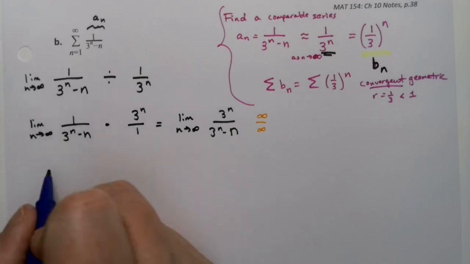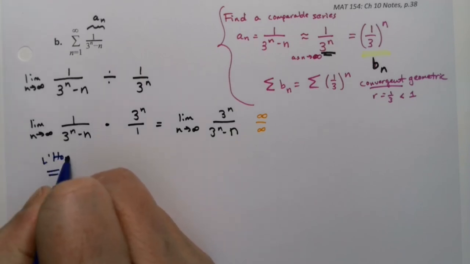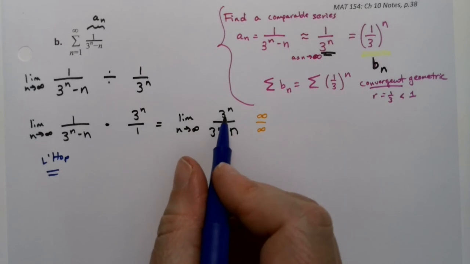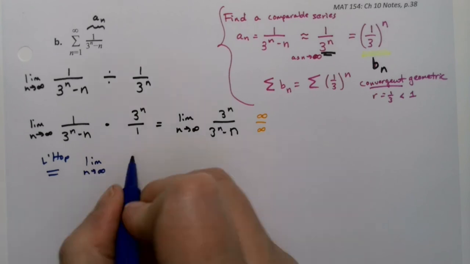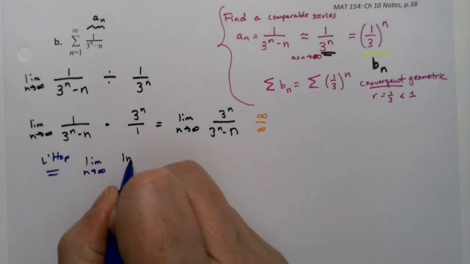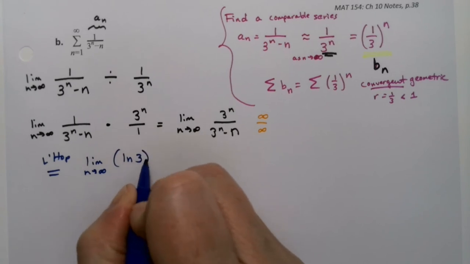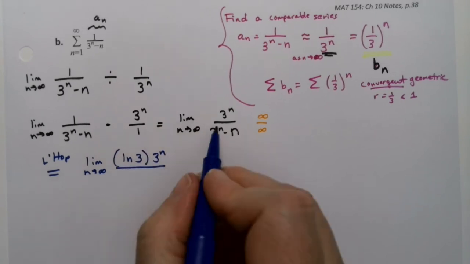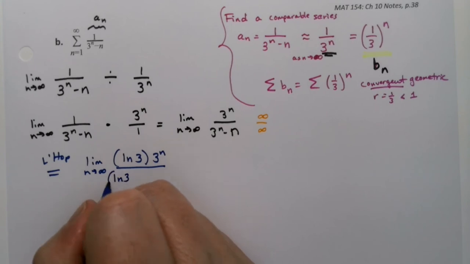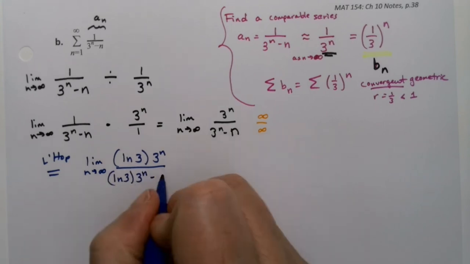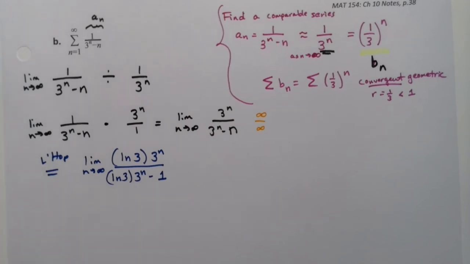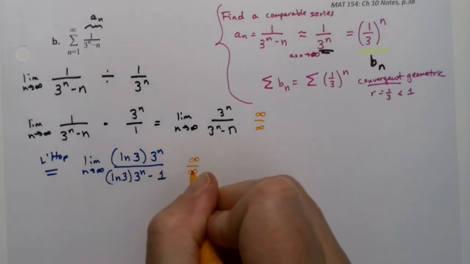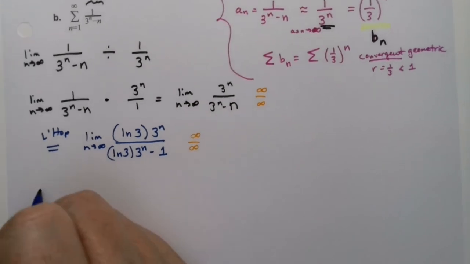So I'm going to apply L'Hopital's rule and take the derivative of both of these. Well, the derivative of 3 to the n, can't forget my limit as n goes to infinity, is the natural log of 3 times 3 to the n over the natural log of 3 times 3 to the n minus 1. Okay, well, that's still infinity over infinity. I'm going to have to do L'Hopital's rule again. So I guess I'll just do it right here.